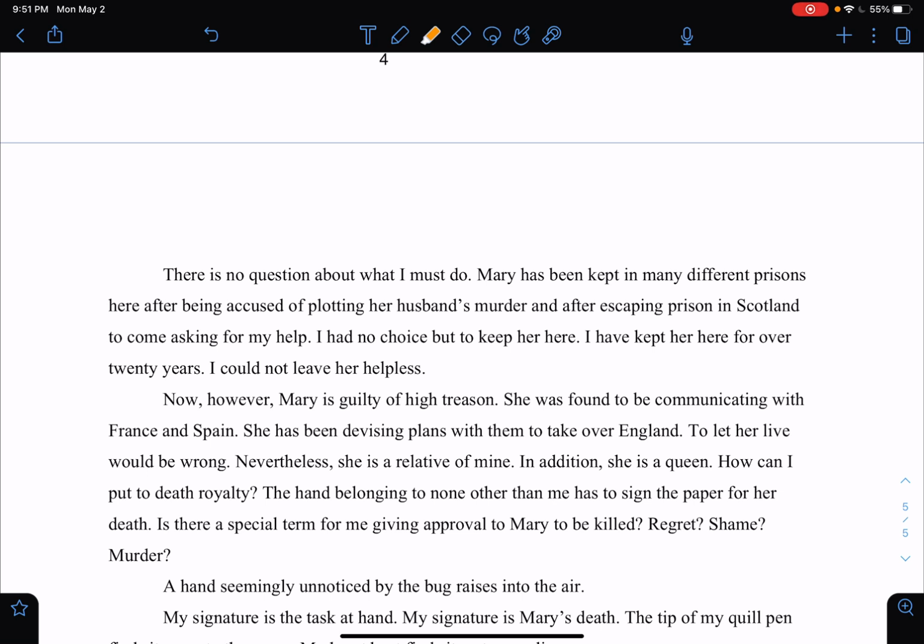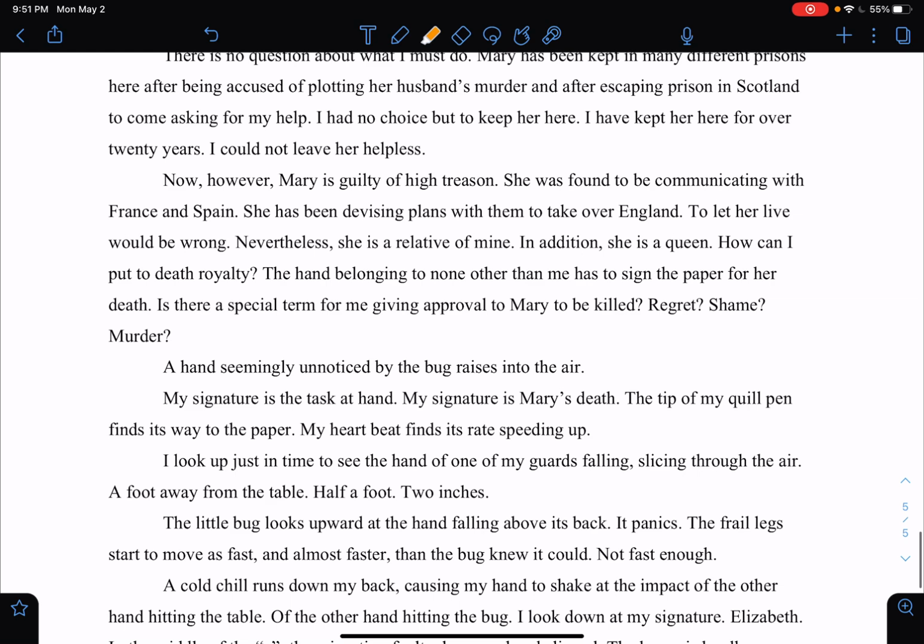Right now, we're getting close to the climax where we're going to figure out if she's going to sign it or not. "A hand, seemingly unnoticed by the bug, raises into the air." So you'll see that the bug is a metaphor for Mary, right? Because the bug is going to be killed. "My signature is the task at hand. My signature is Mary's death. The tip of my quill pen finds its way to the paper. My heartbeat finds its rate speeding up."